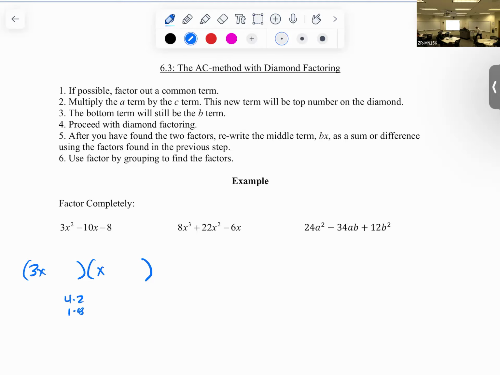Now here's the question. Does the 1, 2, 4, or 8 go here or here? Does the 1 go here? Does the 8 go here? Does the 4 go here? Does the 2 go here? Or is it 2 and 4? Is it 8 and 1?